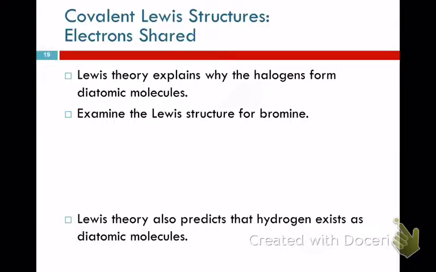So Lewis structures also help us understand something about the diatomic elements. It says here, it explains why halogens form diatomics, but it also explains why oxygen and nitrogen also form diatomics. So watch what happens when I take bromine, and then we'll do some of the other elements. Br2.